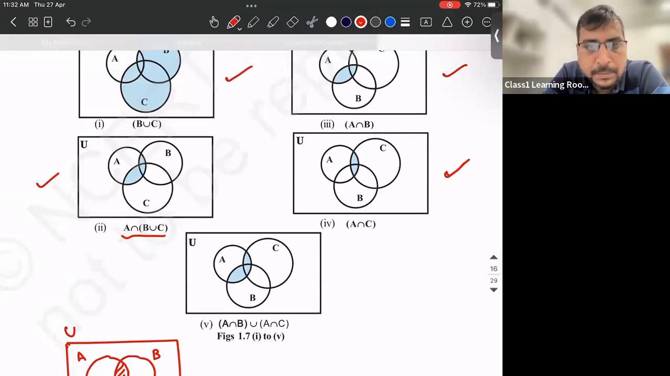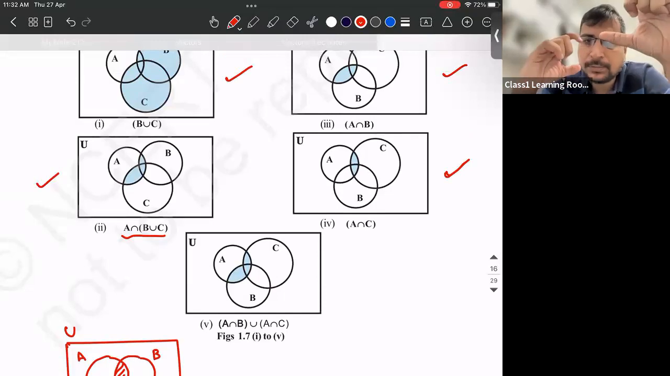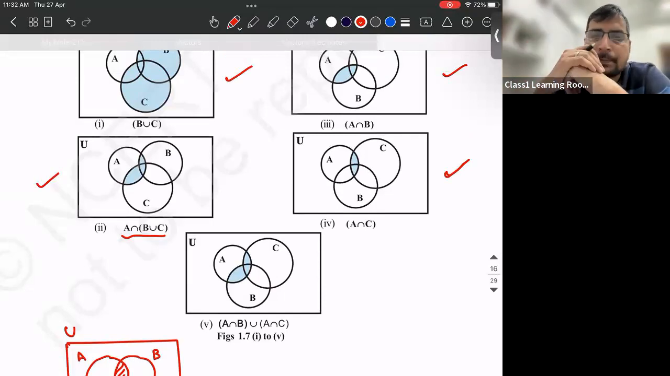Now try for this one. A intersection B union C. So draw a two-step diagram. The first step will be for only B union C. Show it to me. The operation says A intersection B union C. So how will B union C look? I want to see that.